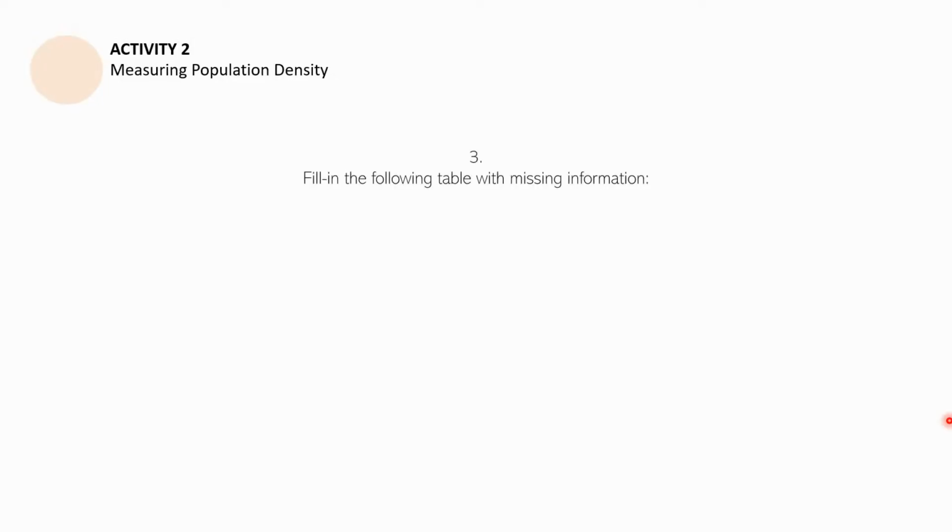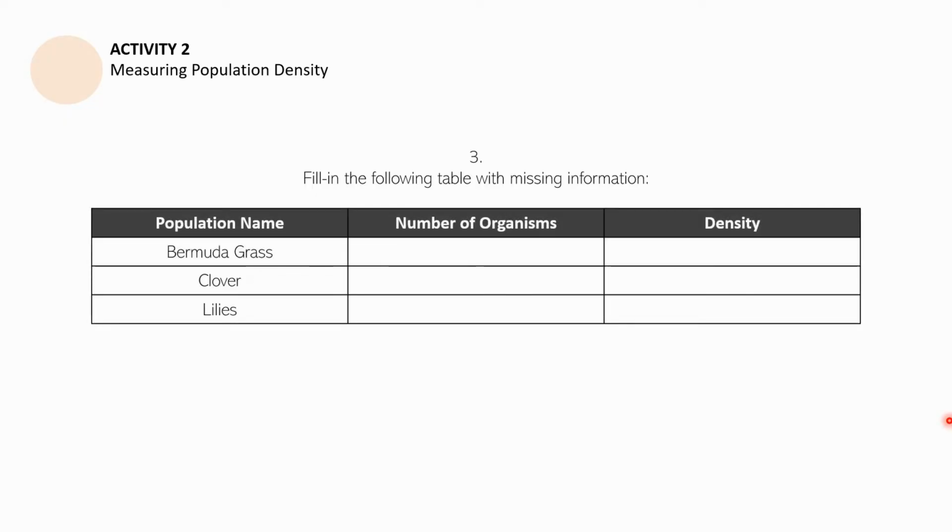The third step is for you to fill in the following table with the missing information. So, Bermuda grass, how many organisms are there? And then, how will you describe their density? Just put it here. Clover, how many organisms were there? And how will you describe their density? So, for these cells, what I am asking you to write are numbers. Okay, so density, that's a number. Kasi you were supposed to solve for it.